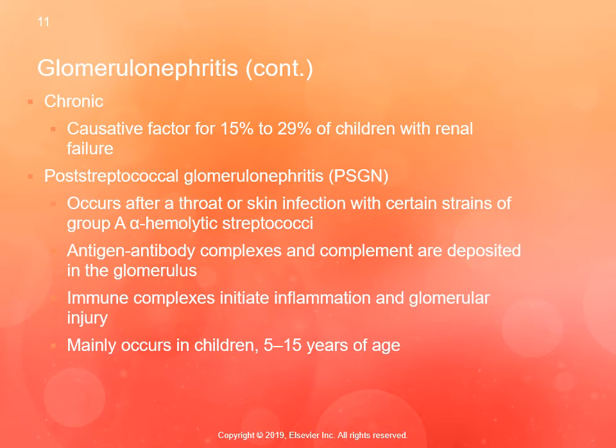Post-streptococcal glomerulonephritis is common in children with a skin or throat infection where the antibody immune complexes and complement are deposited in the glomerulus, and that causes inflammation and glomerular injury, as I explained in the adult lecture. And that usually occurs in children 5 to 15 years of age.